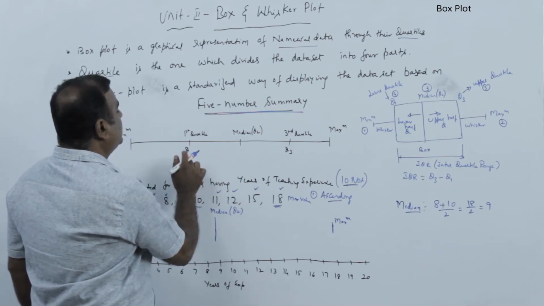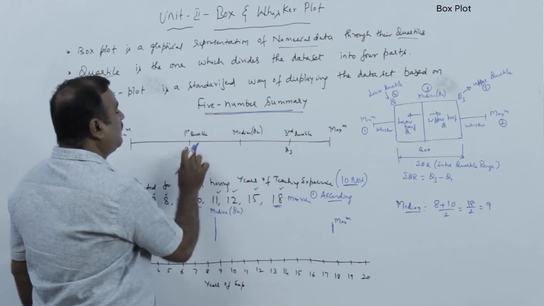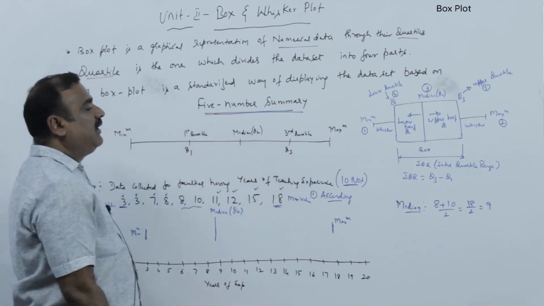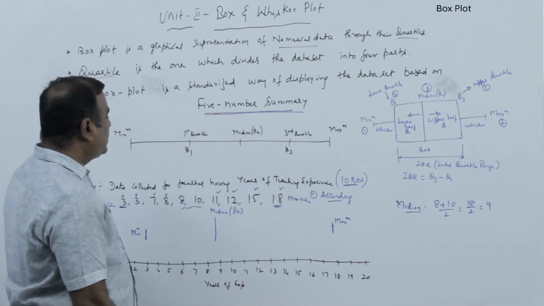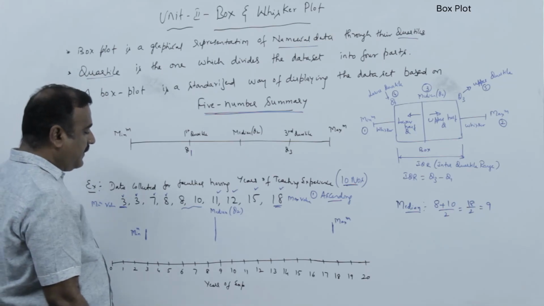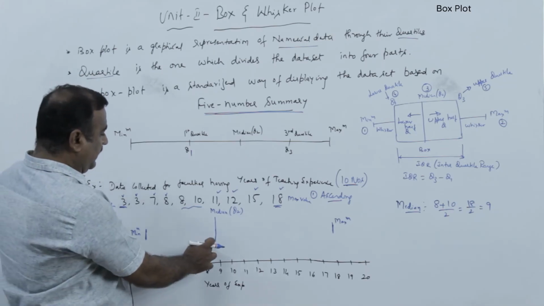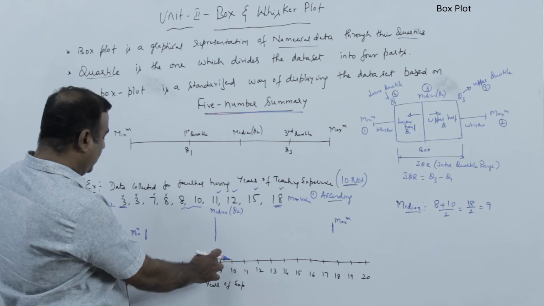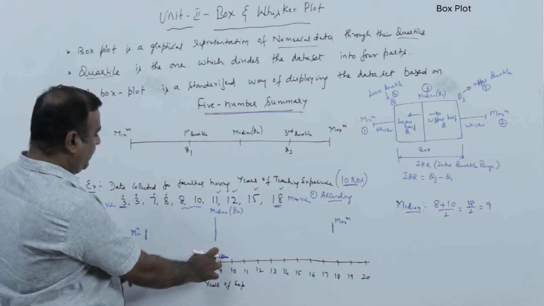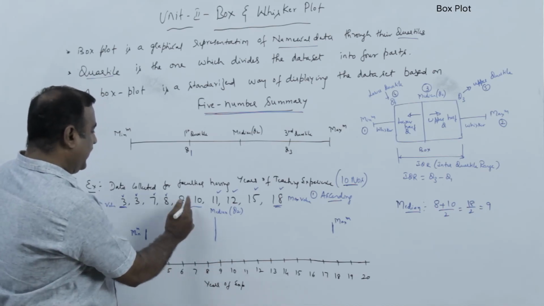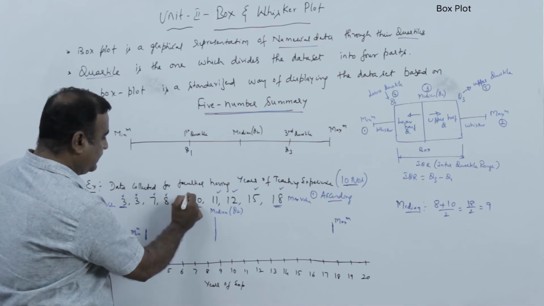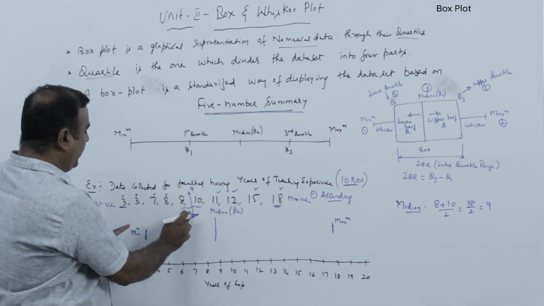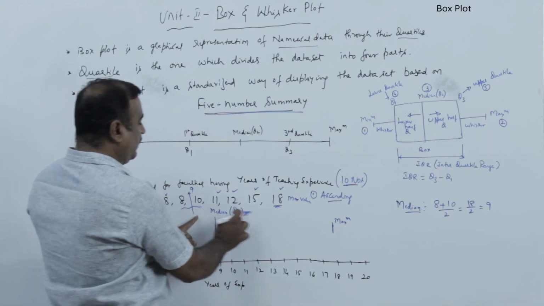Yeah, this is Q1 and this is Q3. Okay, first quartile and third quartile we have to find out. So to find the first quartile, the data is dividing here, 9 comes somewhere here. So it is dividing this data into two halves.